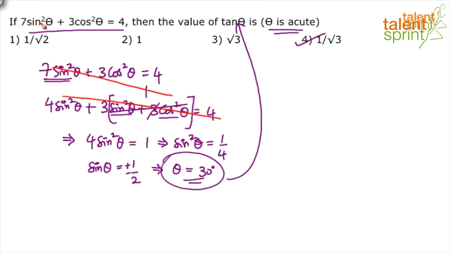3 sine square theta will come out here. So 3 sine square theta plus 3 cos square theta is 3. So 4 minus 3 is 1. 4 sine square theta equals 1. Sine square theta equals 1 by 4. Sine theta equals 1 by 2. And theta equals 30 degrees.